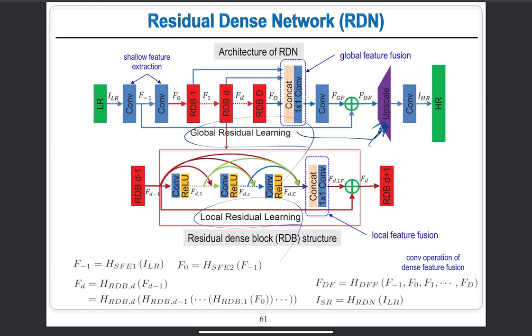This structure captures both fine and broad image details, which is making RDN one of the most powerful SR models to date.